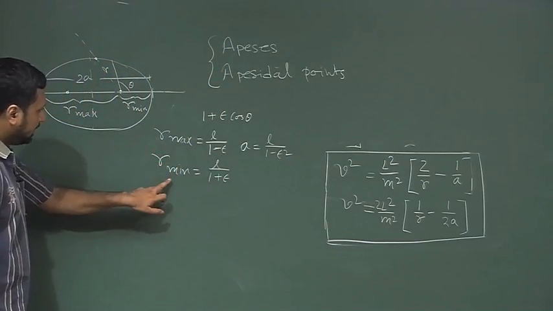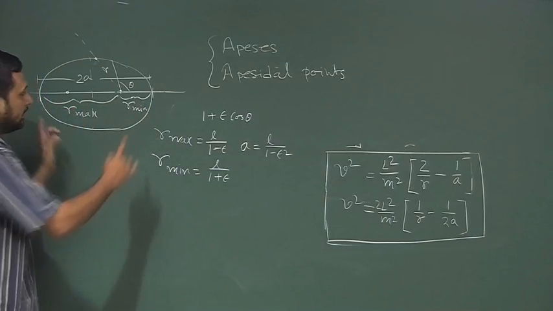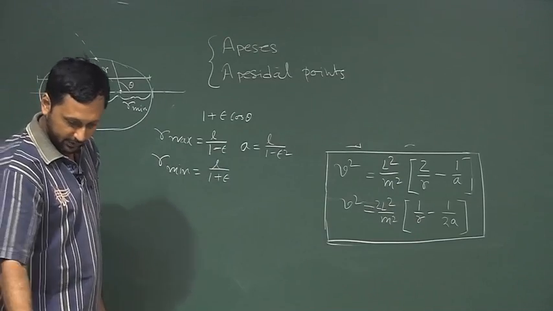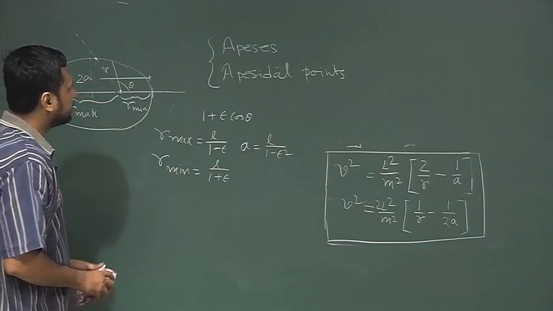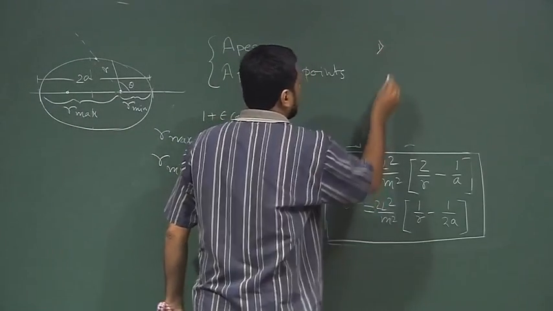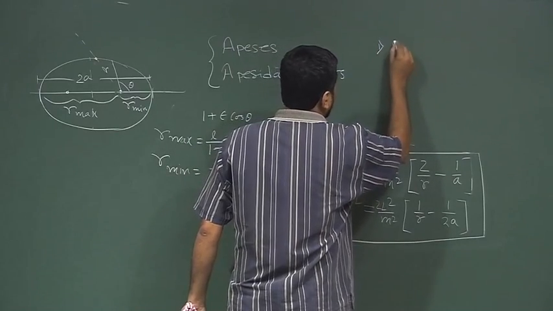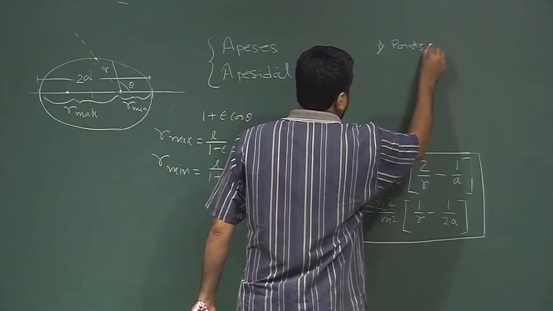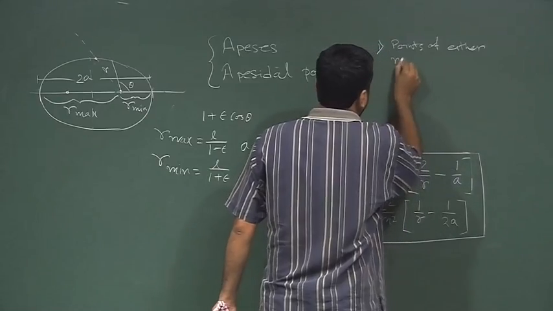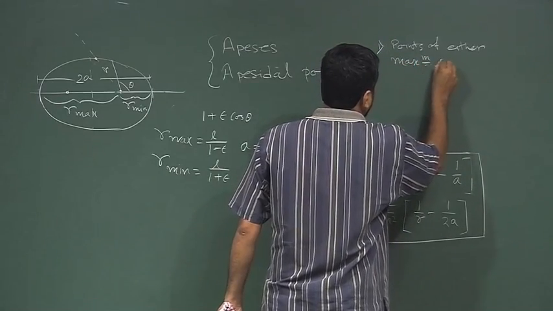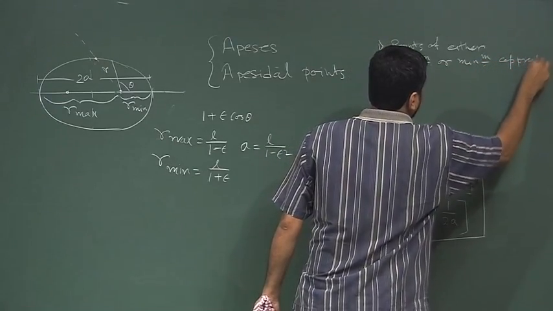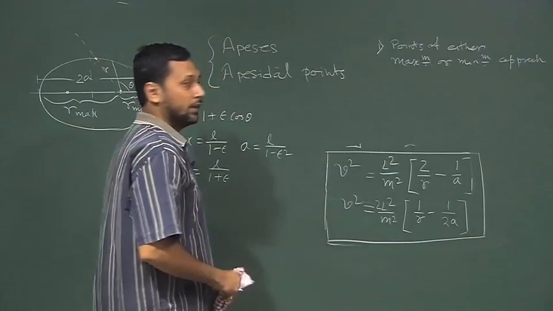For example, this r mean and r max, they are two apsidal points on an elliptical path, right. Now, this apsidal point has certain properties that we need to keep in mind. Apsidal points are points of either maximum or minimum approach. Okay. That is one definition.